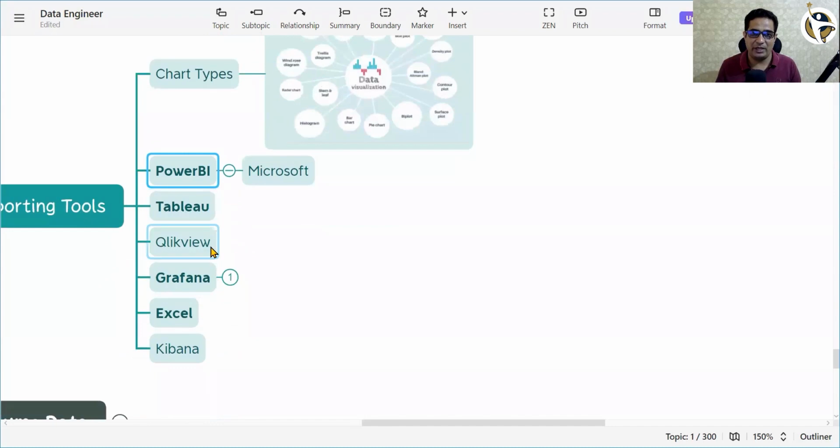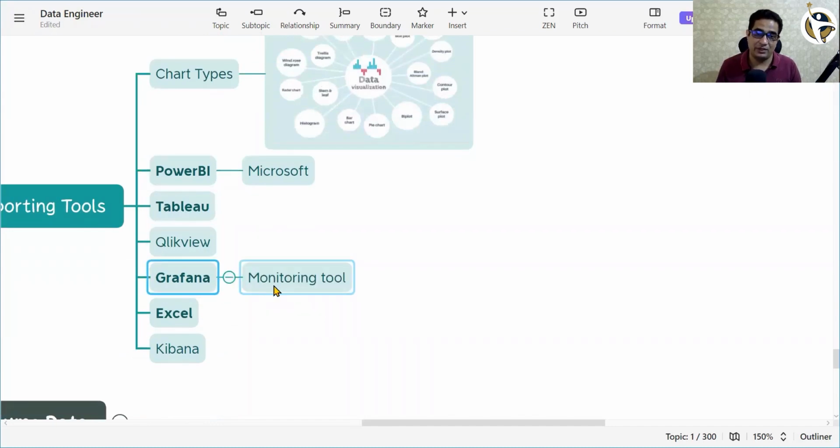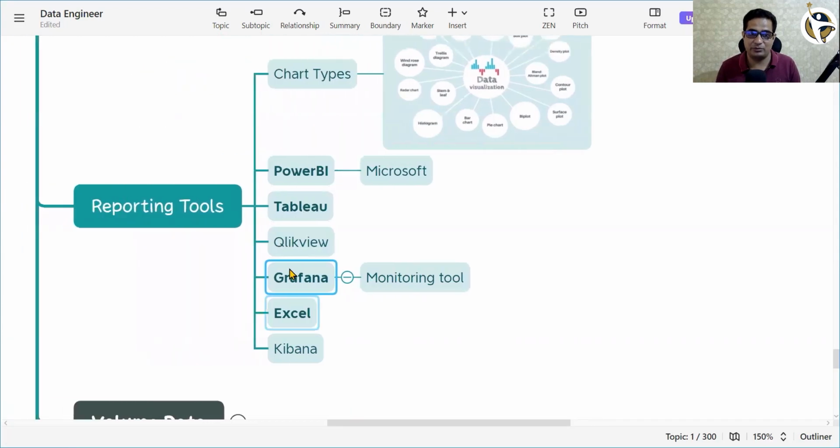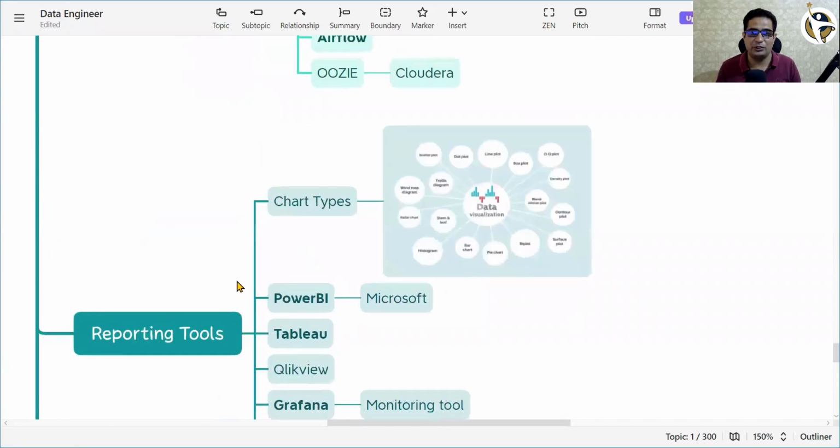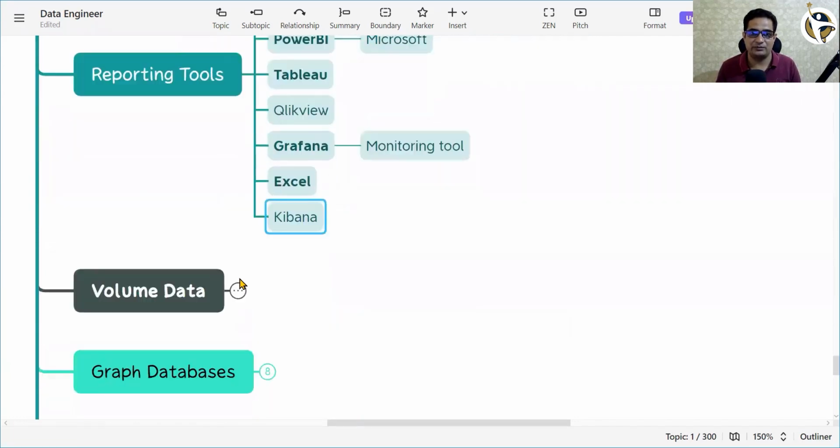Then again, we have Tableau, QlikView, Grafana. Grafana also gives a very good graphical representation of the data when it comes to monitoring. Excel is again a very popular tool when it comes to generating reports from Excel data. Kibana is another tool which is used for designing your graphs. So that is about reporting tools.